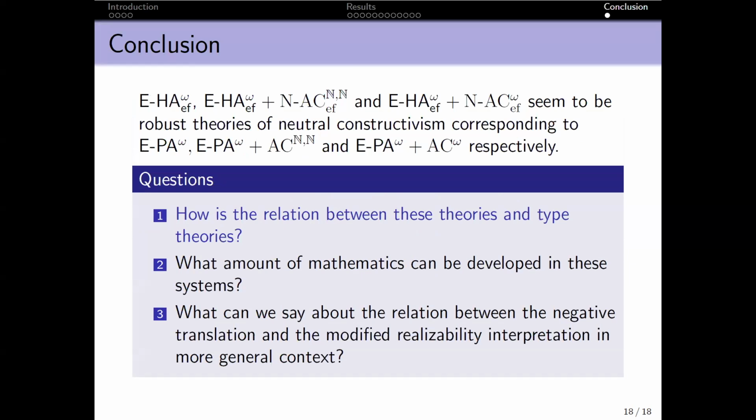So as a conclusion, I would say our systems seem to be robust theories of neutral constructivism corresponding to these classical theories. So my question is, what is the relation between these theories and type theories? That is why I'd like to present this result at this types conference. The second one is how much, what amount of mathematics can be developed in this system? And the third one is what can we say about the relation between the negative translation and the modified realizability interpretation in a more general context, because this phenomenon seems to be more general. Yeah, that's all. Thank you for your attention.